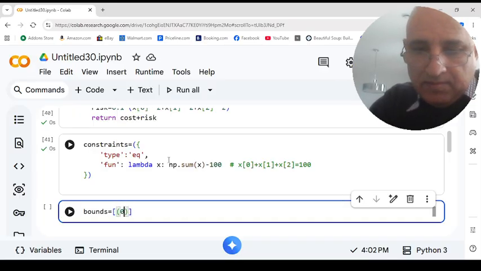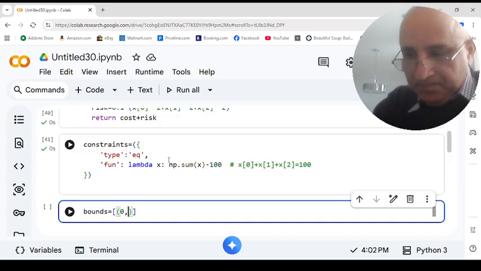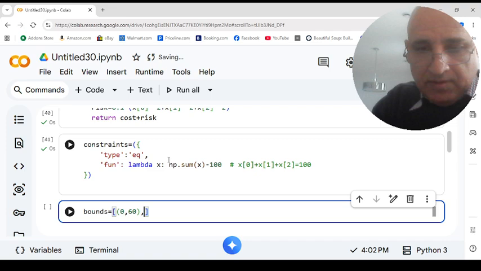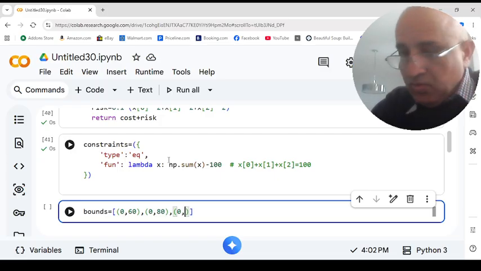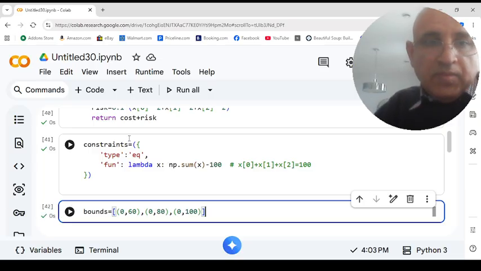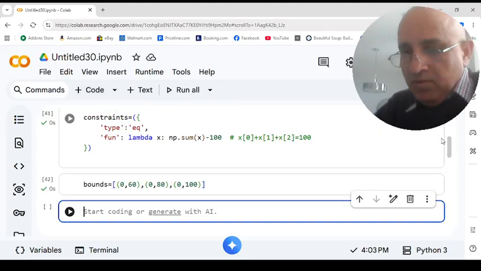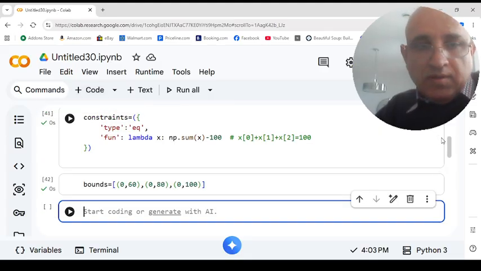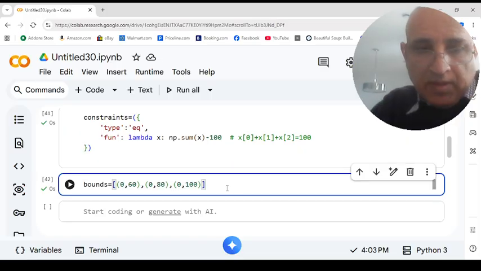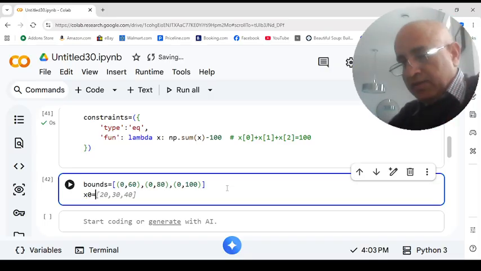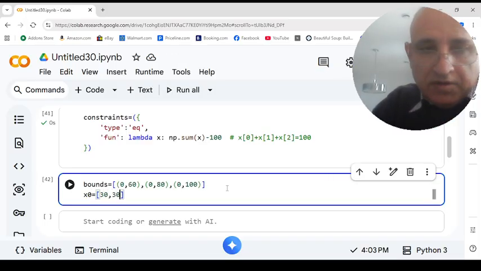So constraint is done. After the constraint, we will write the bounds. Bounds are from wind 0 to maybe 60. Bound for the solar is 0 to 80, and bound for the oil is 0 to 100. Everything good. So we define the objective function, constraint, and bounds. One more thing left. Initial value, x0. So for example, you can say 30, 30, and 40 for each.